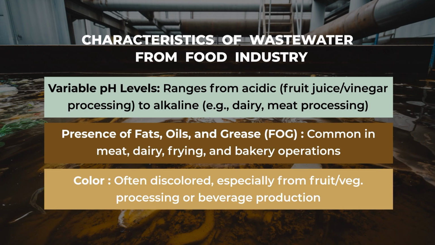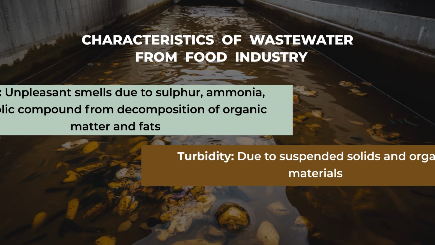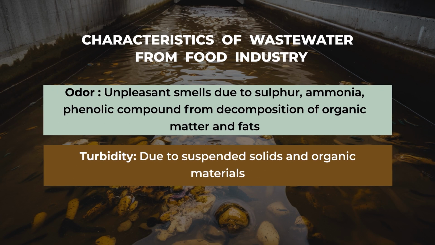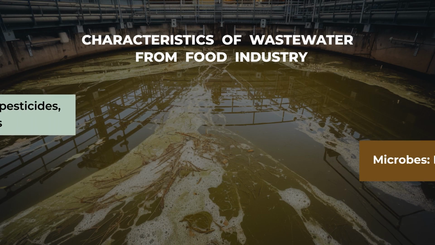Then color can also be an important characteristic of wastewater, because sometimes wastewater can also be discolored, especially from fruits and vegetable processing because of application of some of the food additives, coloring agents, and also the discoloration may be due to the decomposition of the organic matter present in the wastewater. Then there can also be odor, unpleasant smells due to the production of different sulfur, ammonia, phenolic compounds from the decomposition of organic matter and fats. There can also be turbidity because of the suspended solids and organic materials present in the wastewater.